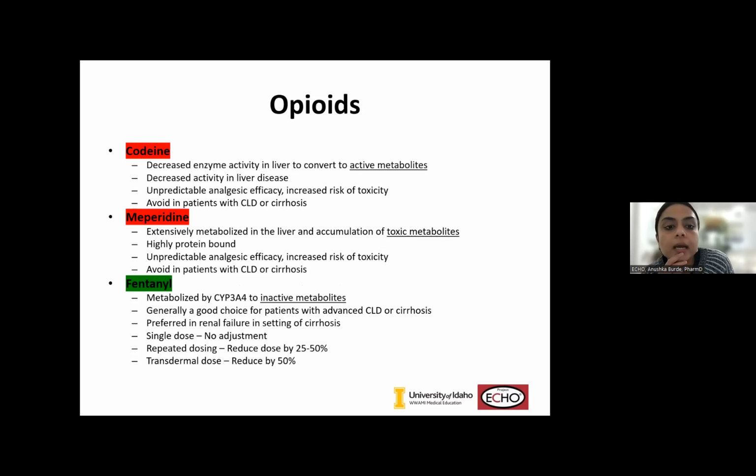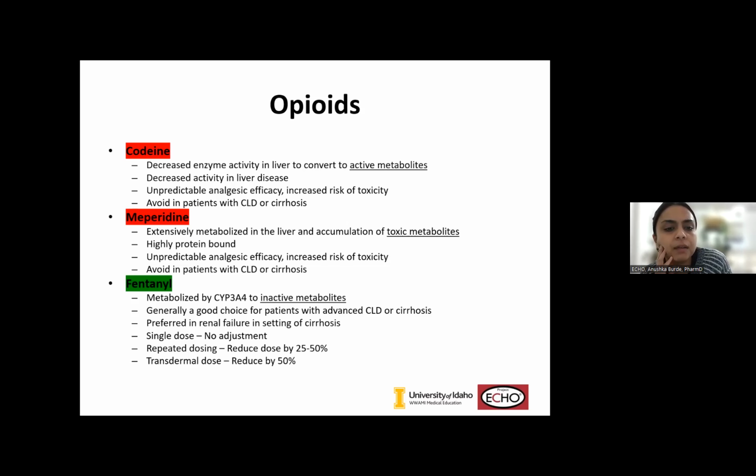And then codeine, again, there is decreased enzyme activity in somebody who has liver disease, and that enzyme is usually responsible for the breakdown of codeine into active metabolites. There is also unpredictable analgesic efficacy, and then there is increased risk of toxicity. So you want to avoid codeine in patients with chronic liver disease or cirrhosis.